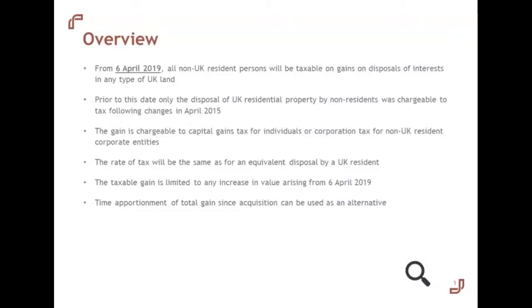From the 6th of April this year, all non-UK resident persons will be taxable on gains on direct or indirect disposals of interest in any type of UK land or interest in UK property-rich entities. This is a significant expansion to the non-resident capital gains tax rules and represents a fundamental change in the regime.